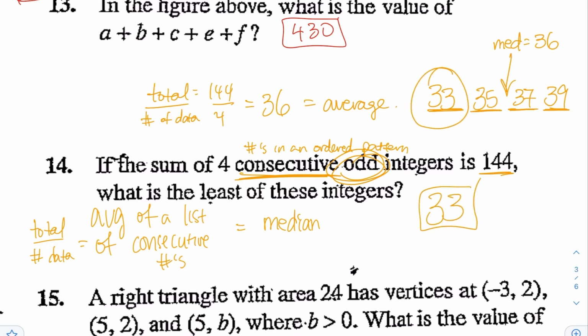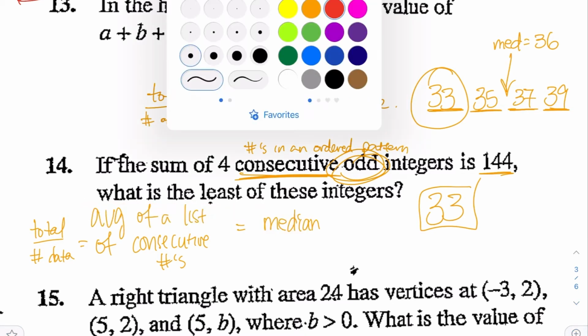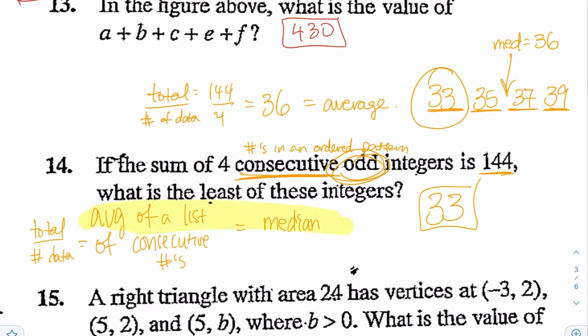So here we have to use a fact, or we can use this to help us out. The average of a list of consecutive numbers is equal to the median. And to find the average, that's just the total divided by the number of data. That could help us out a lot. The other way to do this is to call the smallest number x, then x plus 2, then x plus 4, then x plus 6, and add all of that, set that equal to 144, and then solve for x, which also doesn't take too long.